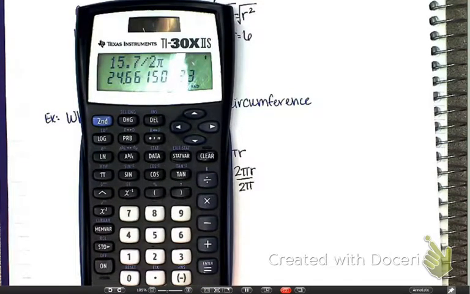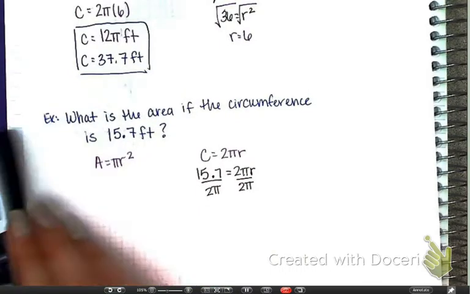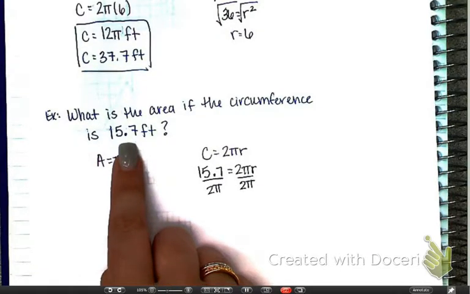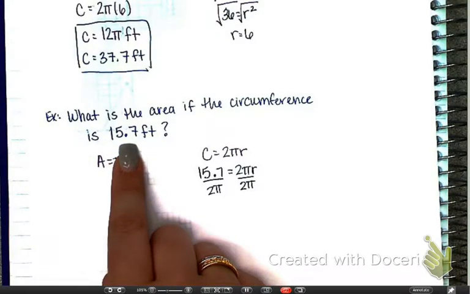And you got 24.7. Okay, I want you to stop and think real quick. You're saying that the radius of this circle is 24.7, but my entire circumference is 15.7? Does that logically make sense? That half of the distance of the circle is almost double the entire distance around the circle? Does that make sense? No. I hope not.